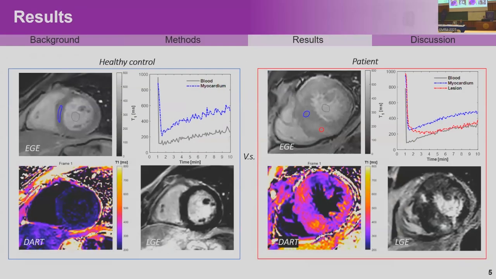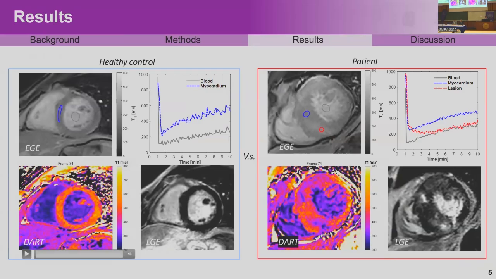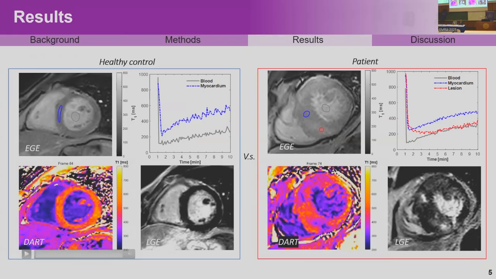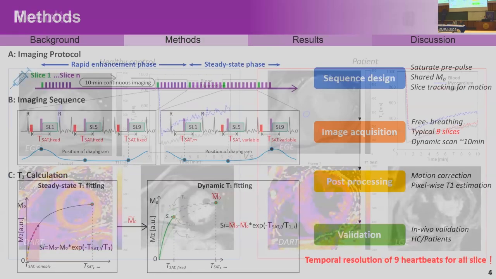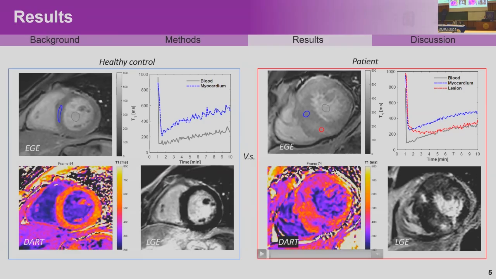This is the image we can get for the quantitative T1 mapping. You can see this is the healthy control, and we play it again. We can get the T1 mapping at different time points when we inject the contrast. And for the patients here, we can find the contrast in the infarction part of the heart. The recovery curve is much different from the healthy tissue and also the blood pool.